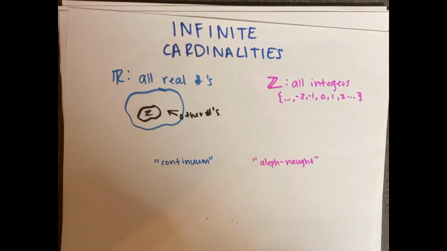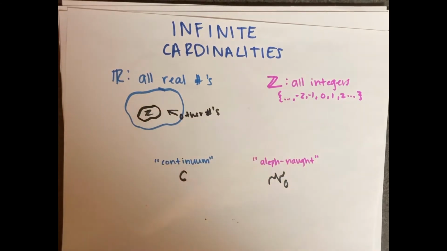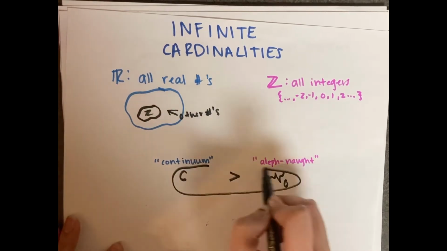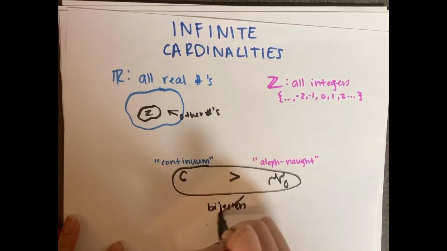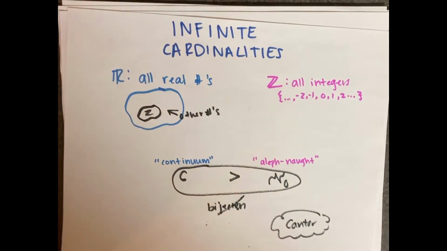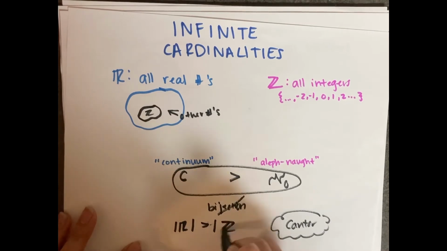The cardinality of the reals is called the continuum, and the cardinality of the integers is called aleph naught. As it turns out, the continuum is greater than aleph naught, so there is no bijection between these two sets. This was proven by a mathematician named Georg Cantor in 1891 using a diagonal argument, which we will save for another day. So R is bigger than Z. The infinity of the reals is bigger than the infinity of integers.